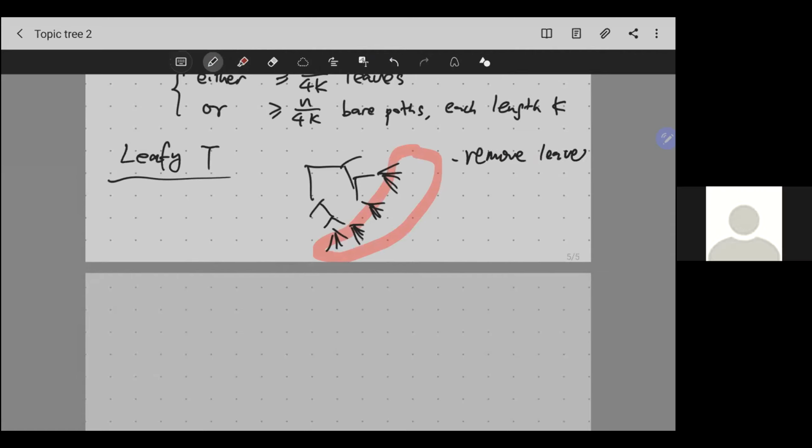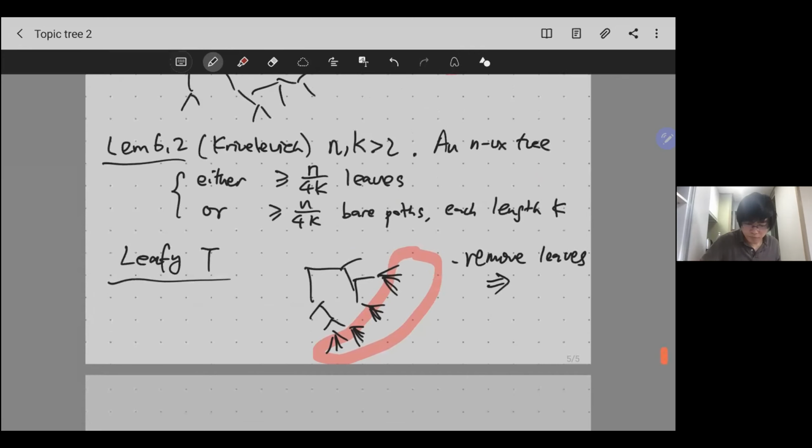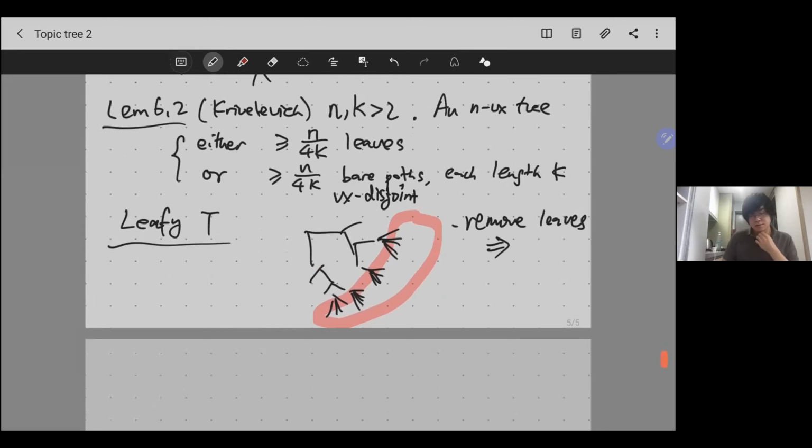You have a question in the chat? A vertex disjoint. Yeah, good. They have to be vertex disjoint. It's kind of implicit. Yes, vertex disjoint. Let me write it. I just assumed it.